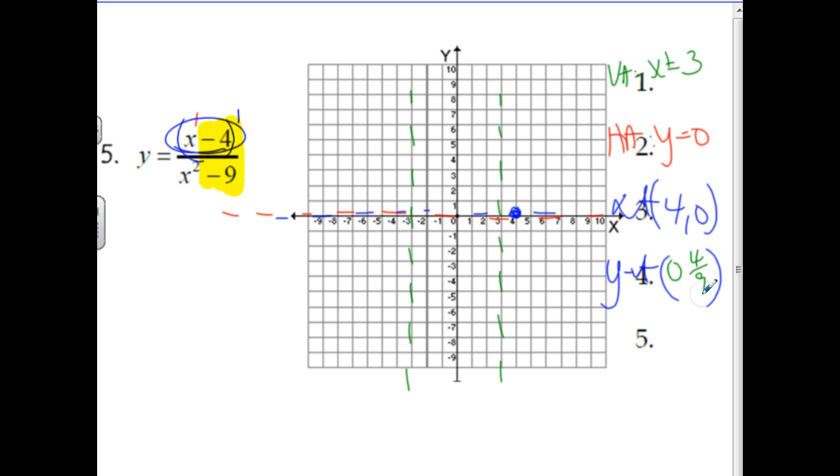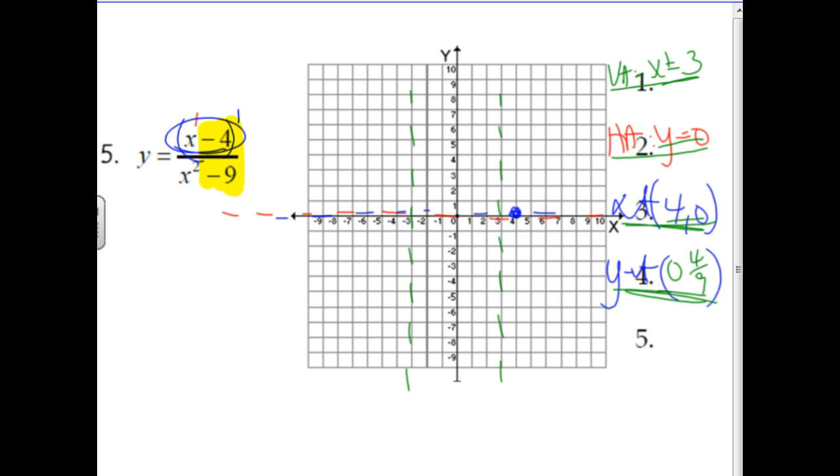So notice that I'm being very careful. There's not just numbers over here. For the vertical asymptote, it's an equation: x equals. The horizontal is an equation. It's not just a number: y equals. X-intercepts are ordered pairs and y-intercepts are ordered pairs. So please give me more than just numbers over here.